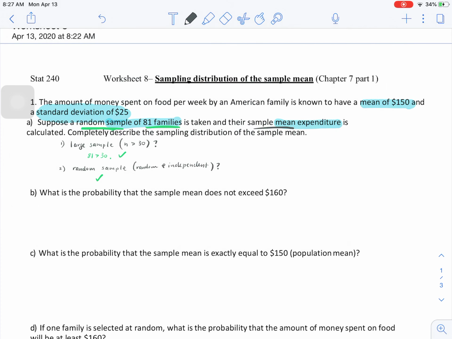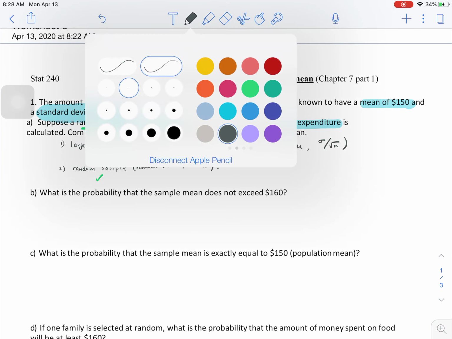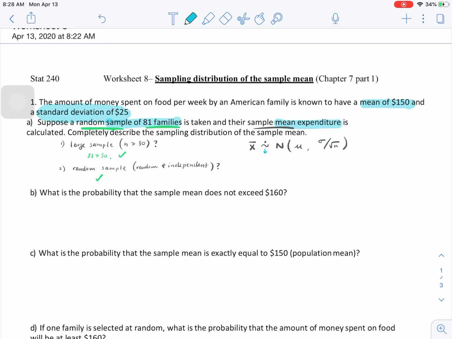And what is the central limit theorem? It says that for a large random sample, the distribution of the sample mean, which I denote with this notation here, x bar, is distributed approximately normally, with mean equal to the population mean, and standard deviation equal to the population standard deviation divided by the square root of the sample size. So this tilde means distributed. The dot above here means approximately.